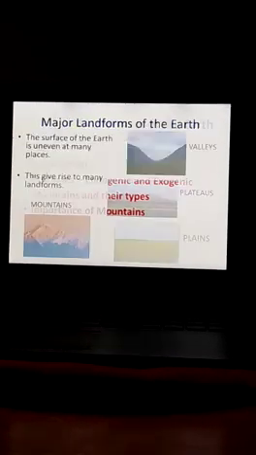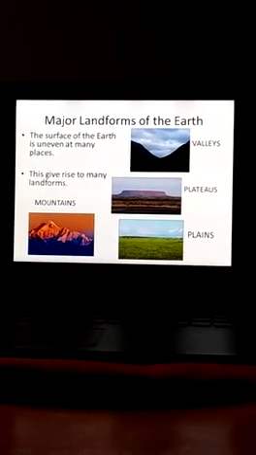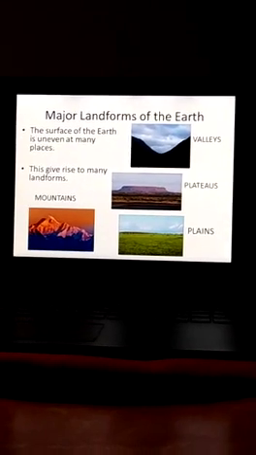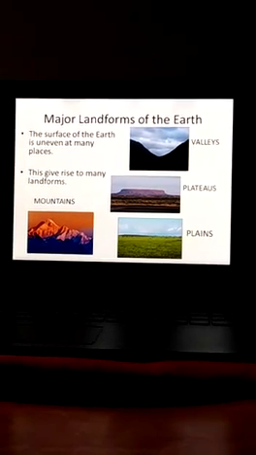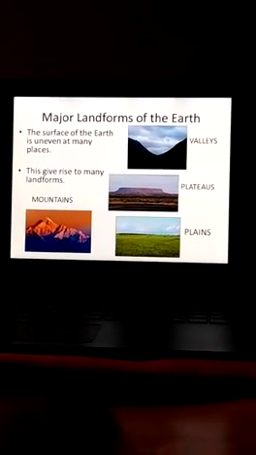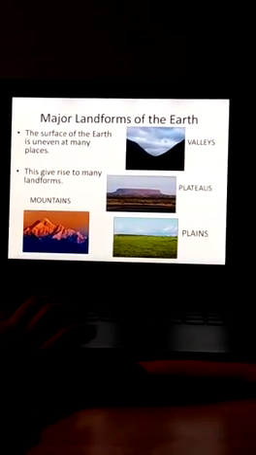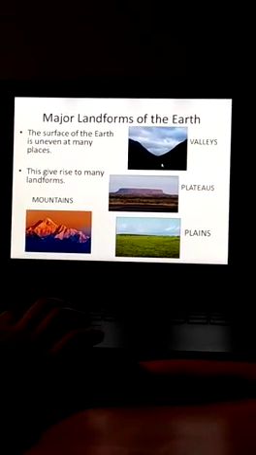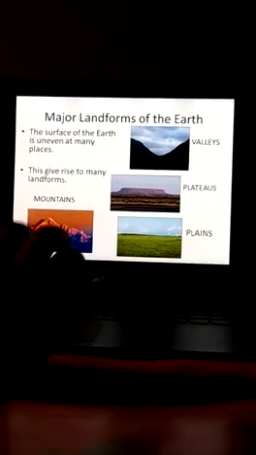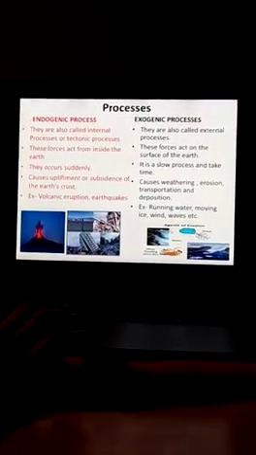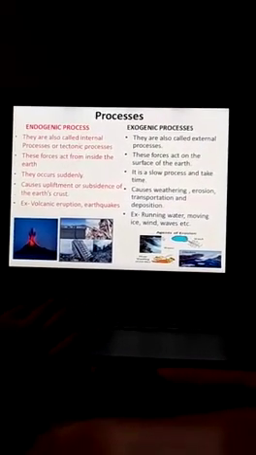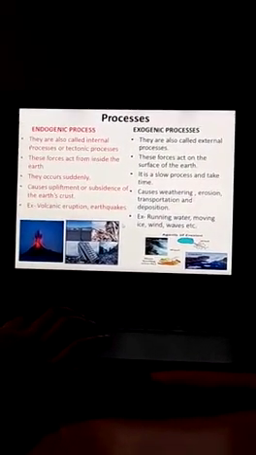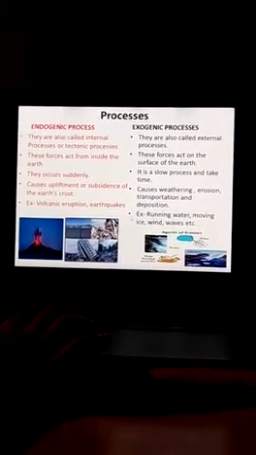So, we know that the surface of the earth is uneven. Uneven means it is not equal. It is not the same at all places. And this gives rise to many landforms like mountains, valleys, plateaus and plains. There are two processes that are involved in the formation of the landforms. They are the endogenic process and the exogenic process.